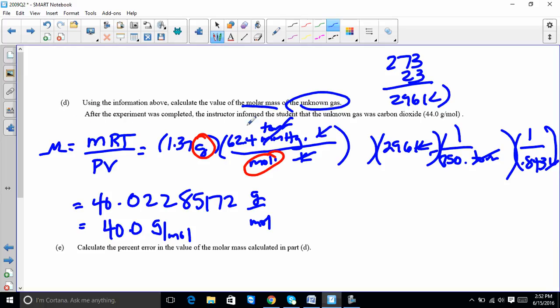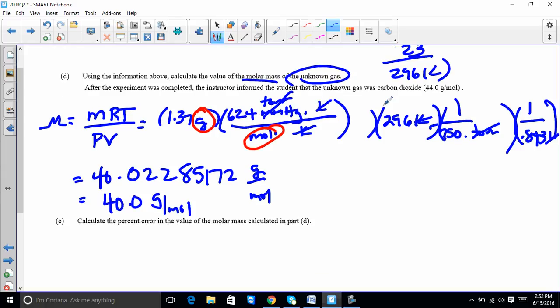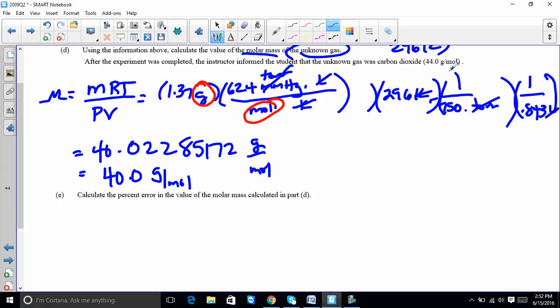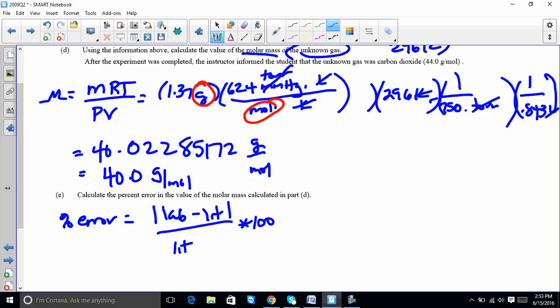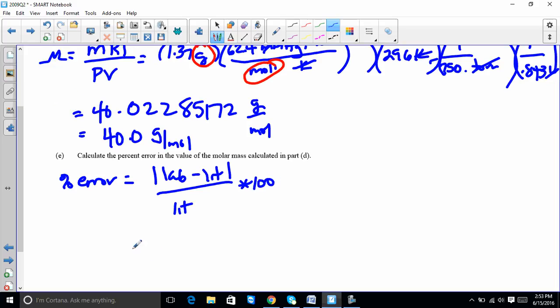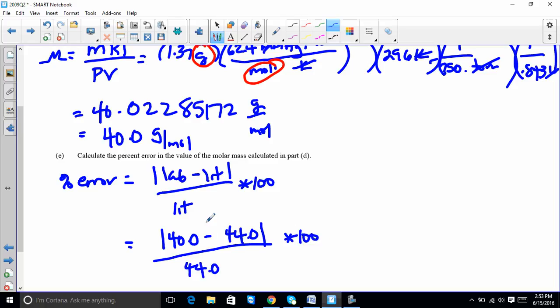After the experiment was completed, the instructor informed the student that the molar mass of the unknown gas was carbon dioxide, 44 grams per mole. Calculate the percent error. I love this problem because we've done percent error a lot. Percent error is the absolute value of lab minus lit over lit times 100. If you come down here, they got 40. They were supposed to get 44.0, divided by 44.0. Remember, on percent error, you can drop units because they all cancel.